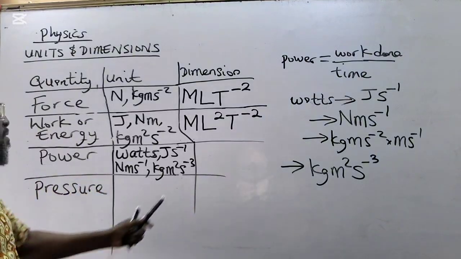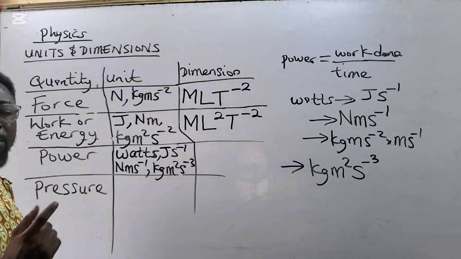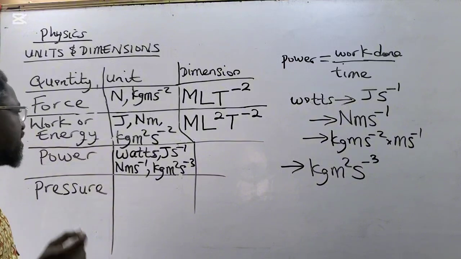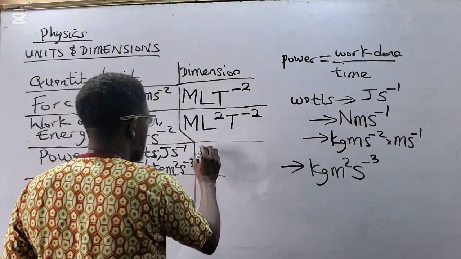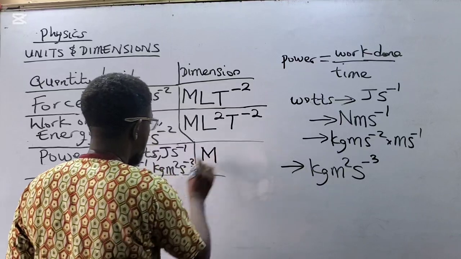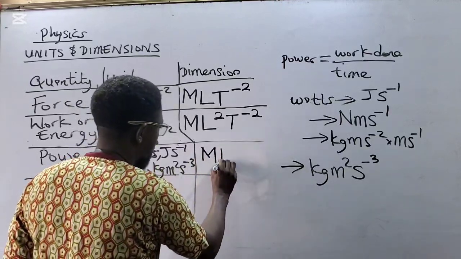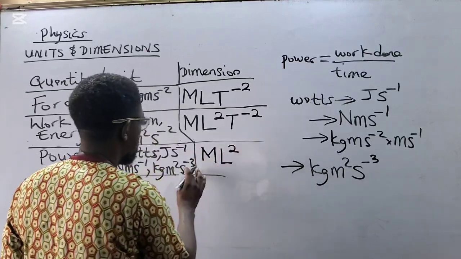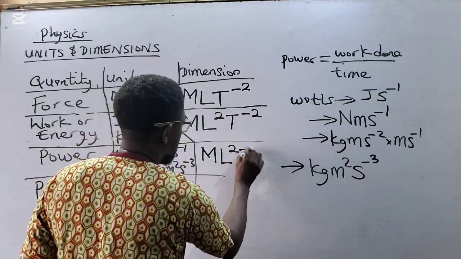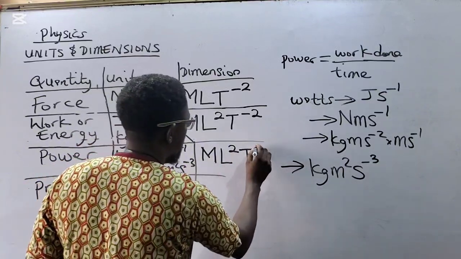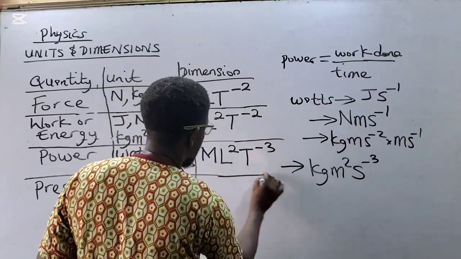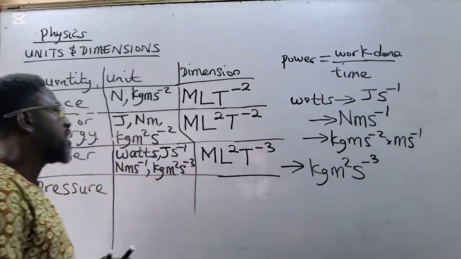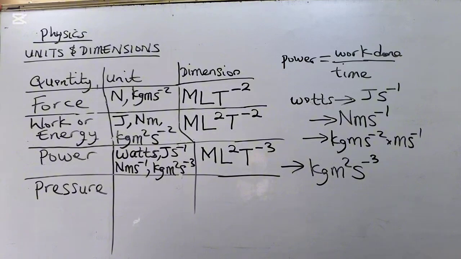So now from here, I can obtain the dimension of power. Kilogram speaks of mass, M. Meter speaks of length, L to power 2. Second speaks of time, T to power minus 3. This becomes the dimension of power.